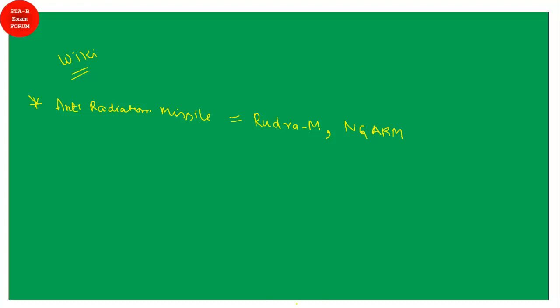So what does this anti-radiation missile do? Let's try to understand. It is basically carried in some aircraft, and it will try to detect the source of radiation. There are some radar systems on the ground which it tracks with the help of radiation. It can detect those radiations and hit those radars.